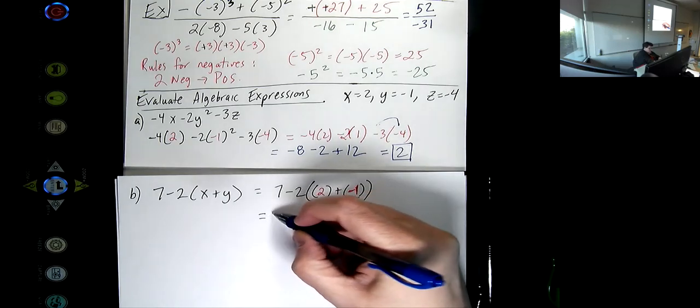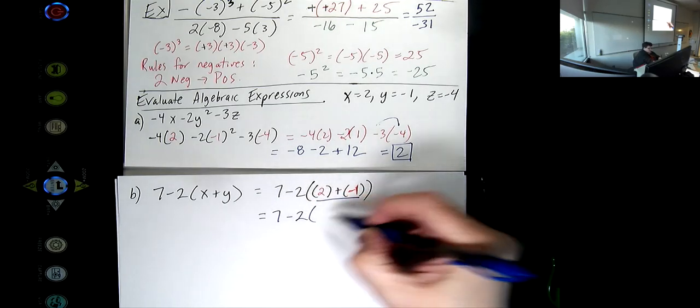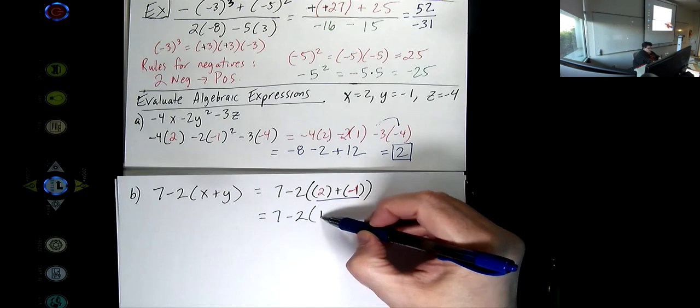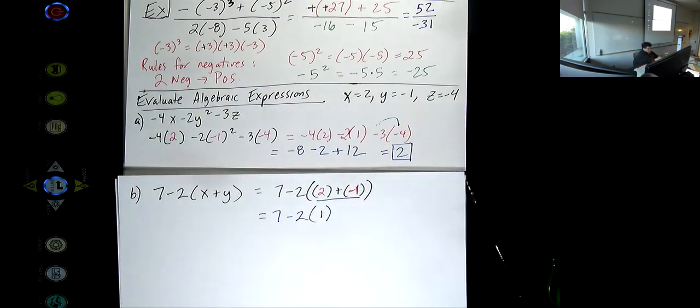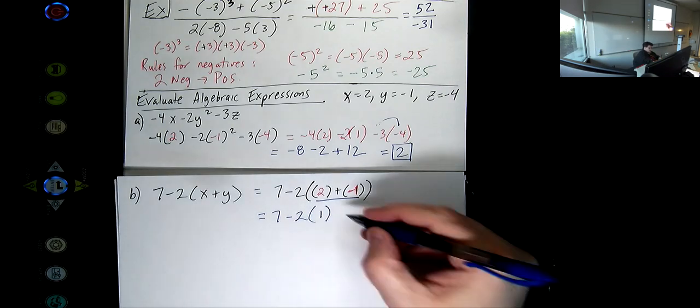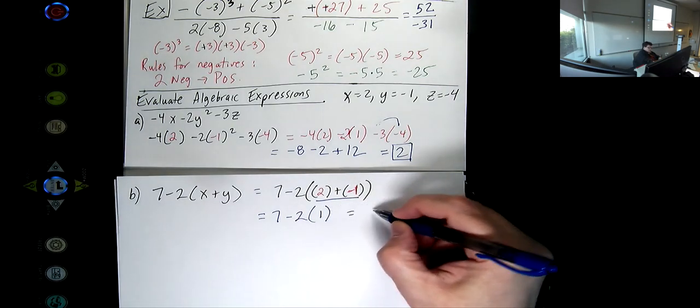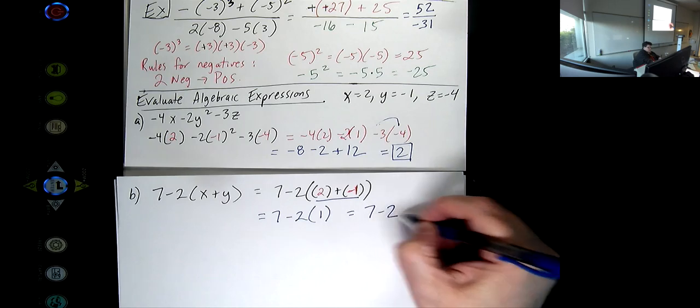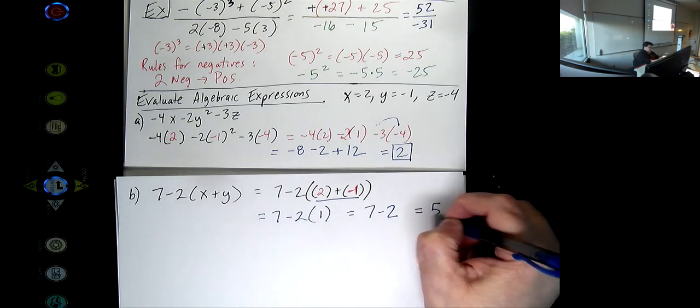And I've got 7 minus 2, and then 2 plus -1 is +1. And then 2 times 1 is 2. So I've got 7 minus 2, and that's 5.